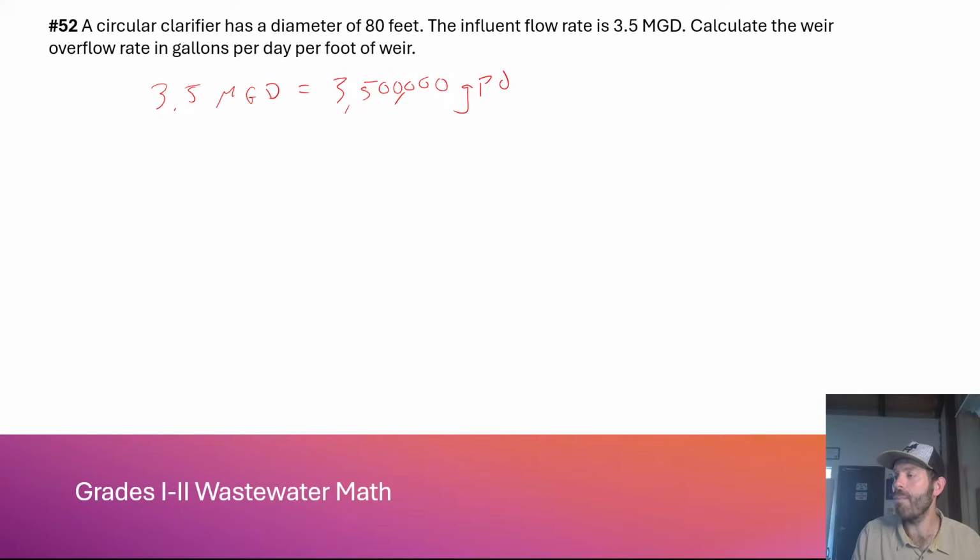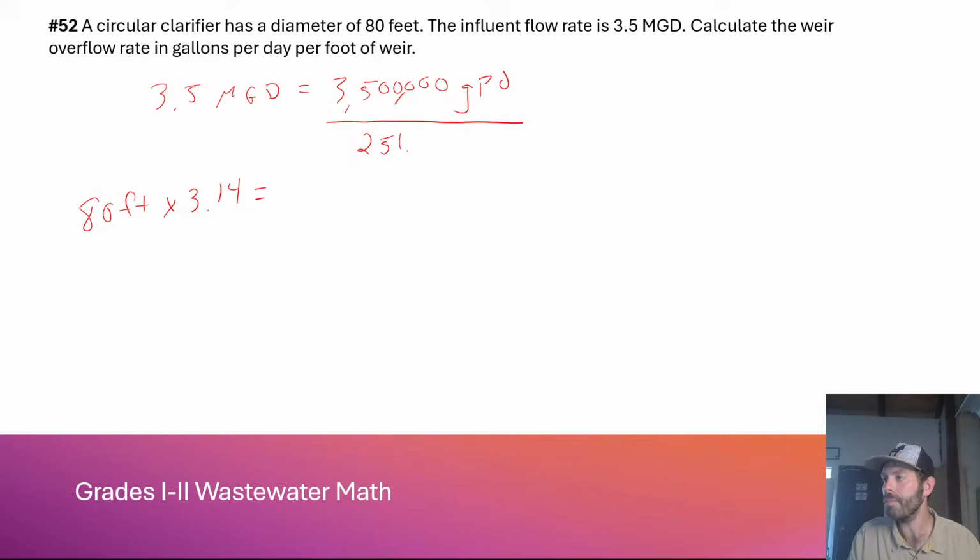And then the fun part, this is what trips people up, is getting that linear foot. I have a diameter of 80 feet. So all you do is take 80 feet, you're getting the circumference, and multiply by pi. This is the only time I actually use pi. 80 times 3.14 gives me 251.2 feet. Let me just solve the problem and then I'll elaborate on this whole pi thing.